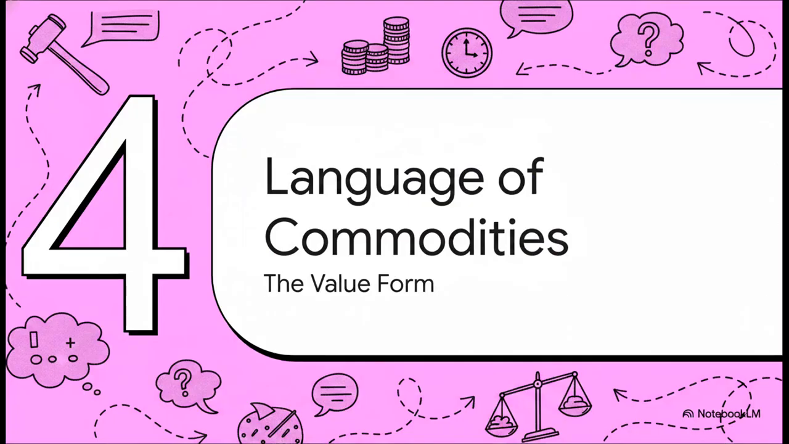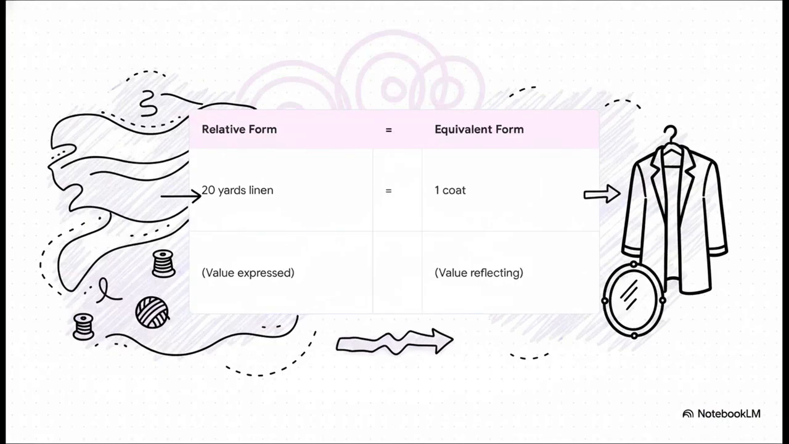And that perfectly sets up Part 4, the language of commodities. Now that we've got a handle on these abstract concepts, value, use value, labor time, how do they interact in the real world? How do commodities basically speak to one another? The crucial point here is understanding the elementary form of value. Take a simple equation from the text. 20 yards of linen equals 1 coat.